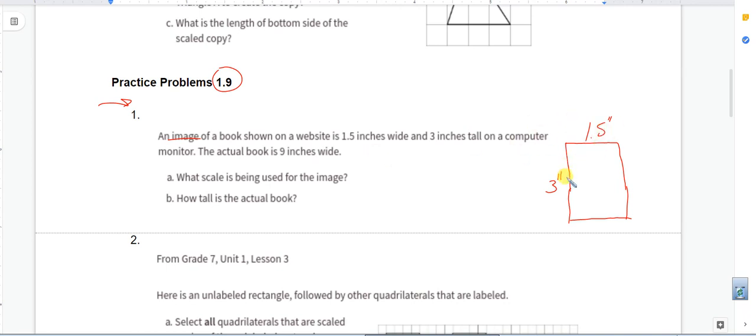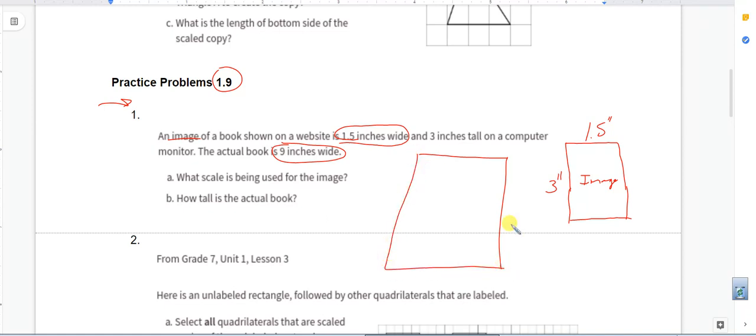So imagine this is the image, right? But the actual book is much wider. And you've got to look for these key terms for correspondence. 1.5 inches wide, 9 inches wide. So if you were going to draw a version of this, and this is not to scale, so it's not going to match, but it's going to be another rectangle, and the actual book is going to measure 9 inches wide, like so.